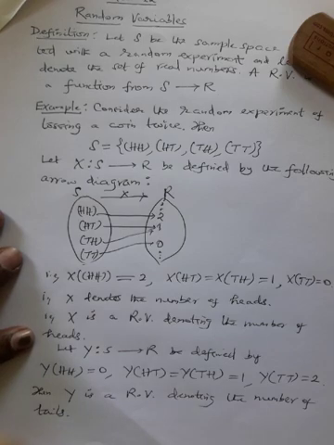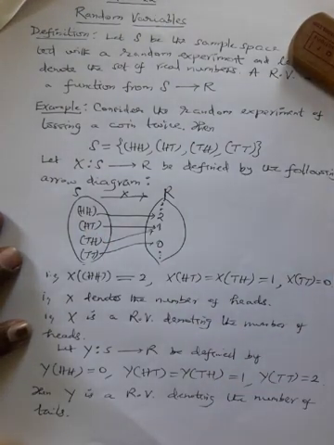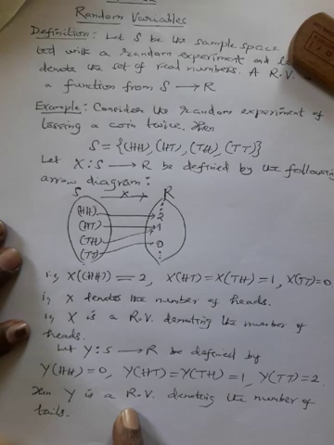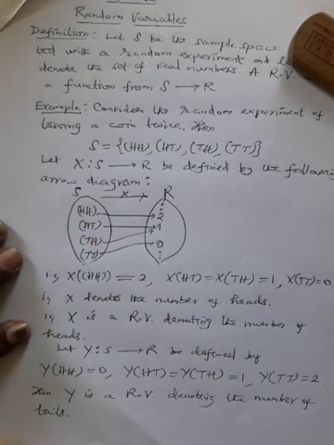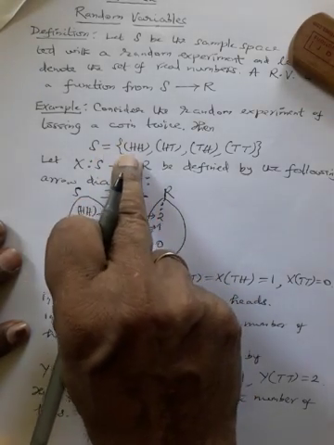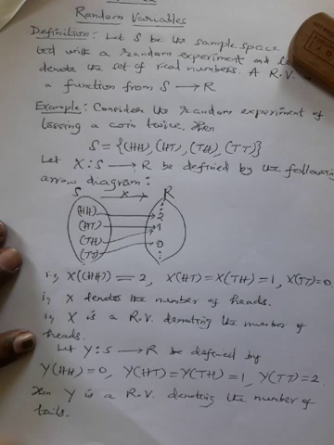In fact, we have defined many such functions from the same sample space S to R. So every such function is a random variable defined on the sample space S. The sample space is obtained with the help of a random experiment. So this is the definition of a random variable. So this completes video 22.